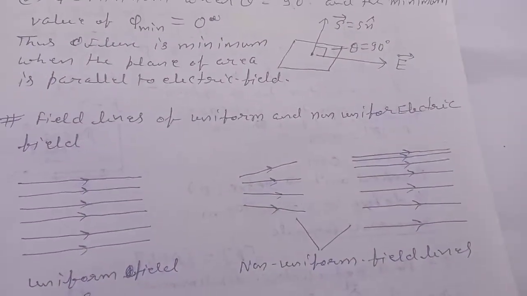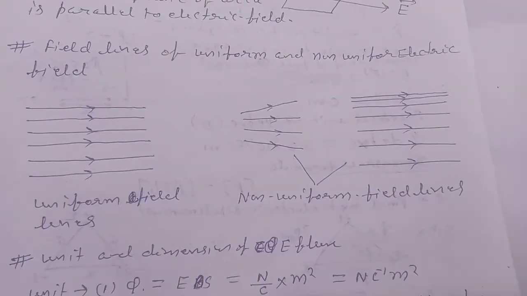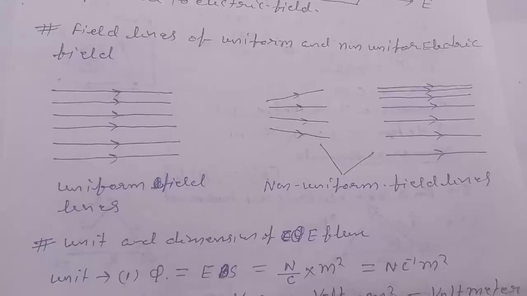Next point, field lines of uniform and non-uniform electric field. Uniform electric field lines, non-uniform field lines.